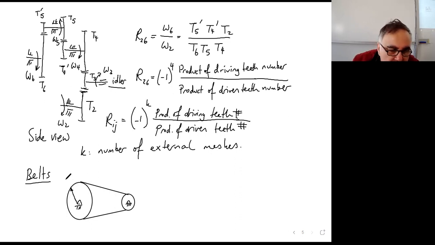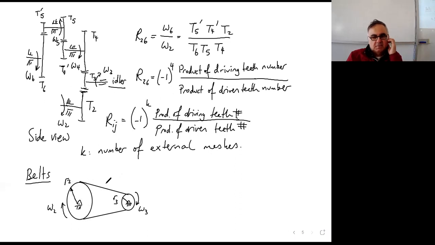Okay. Therefore, they used to be used in, sorry, this is R2. This is omega 2. This is 3. This is 2. Okay. Now, the belts, as I said, can carry power from a kind of a long distance. This is one possible configuration for a belt. And as you see in this configuration, the angular velocities are in the same direction. But there is another possibility, which is this one.